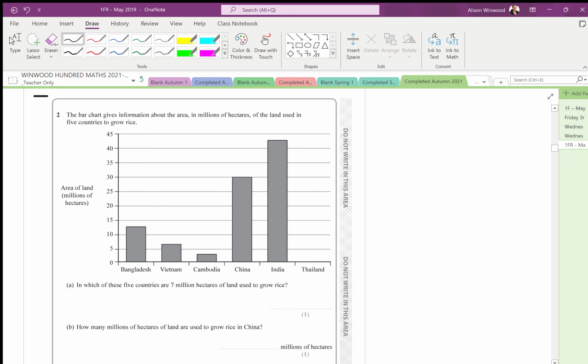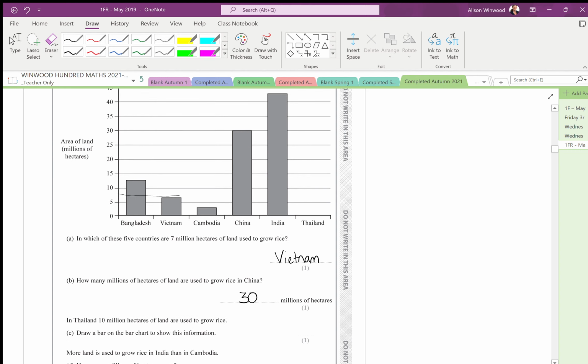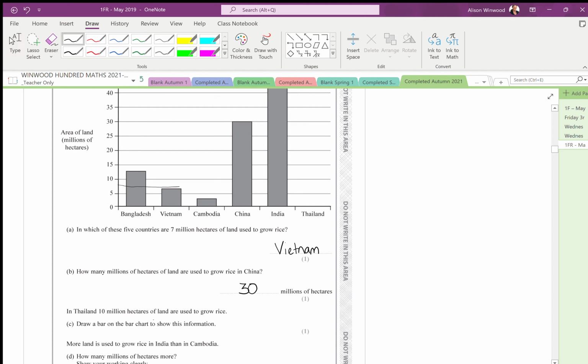So 7 million, so between 5 and 10, that looks like Vietnam. China is up at the 30 line, and Thailand is 10, so we'll draw a bar for Thailand that goes up to 10.